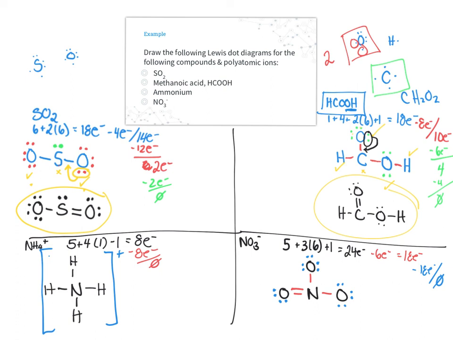Now, everybody's octet is filled. Nitrogen has 4 bonds around it, which is 8 electrons. And every oxygen also has 8 electrons. The last step here is we need to draw square brackets because this was an ion. It had a charge of -1.